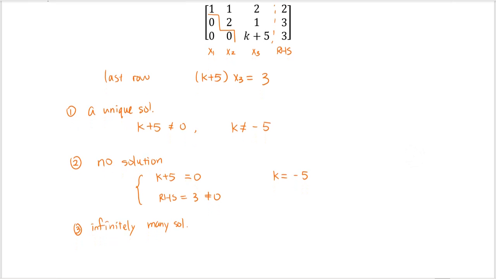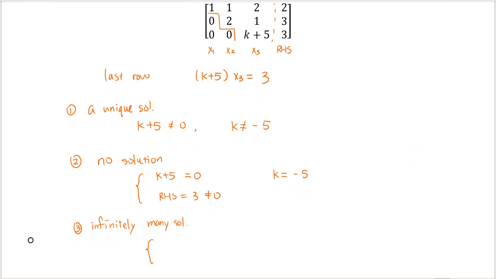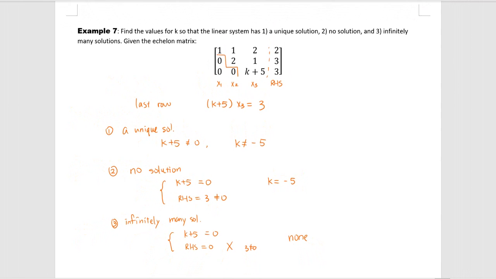Well, that is when the coefficient of x3 is 0, but the right hand side is 0. But in our case it is 3, so 3 is not 0, so we fail. So no k can give us infinitely many solutions. Do you have the same answer?